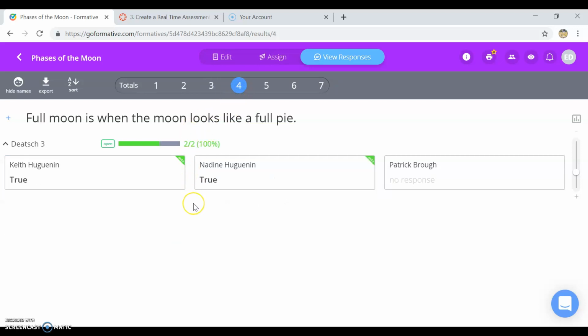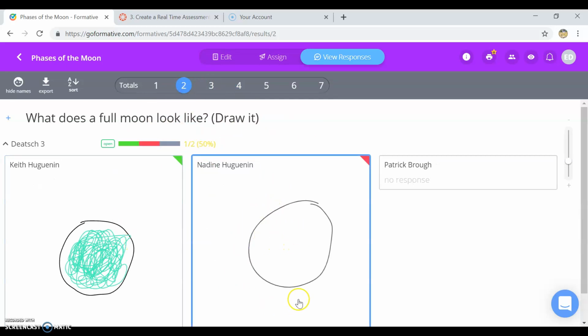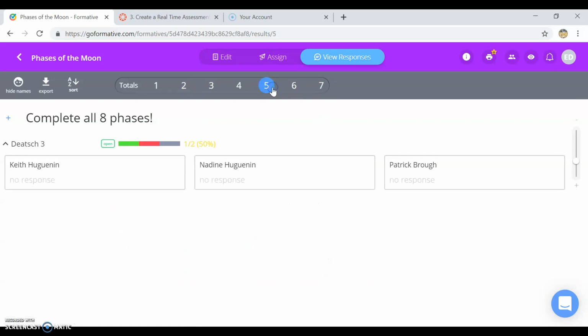Let's look at number 4, excuse me. Full moon is when the moon looks like a full pie. Now that would make sense, wouldn't it? Full moon, full pie. It's sometimes misleading to have the word new in front of it, because when you think of new, it means it has not been touched. But full means all the way in. So good job, Keith and Nadine. Looks like we don't have to go over that again. You corrected your answer from number 2, Nadine. So we'll talk about that.